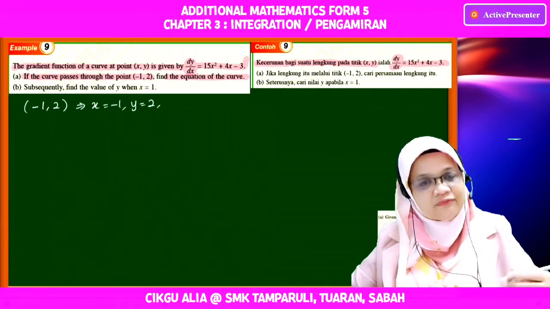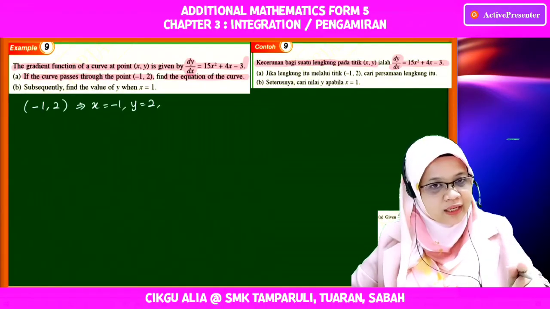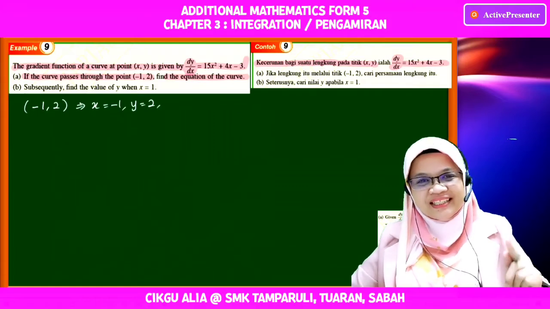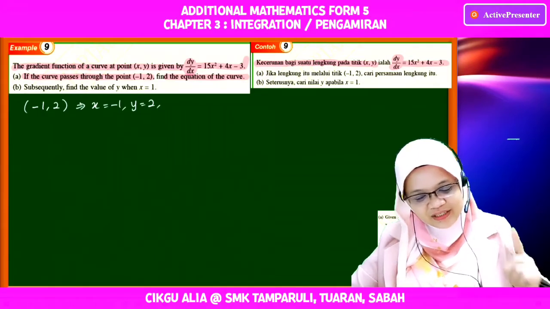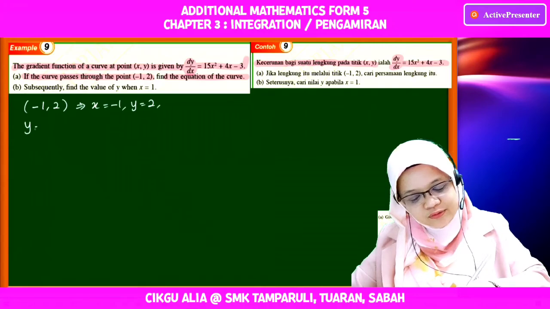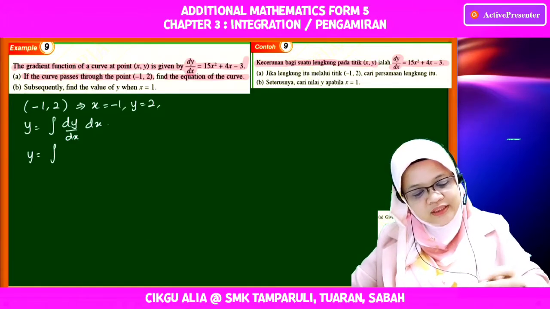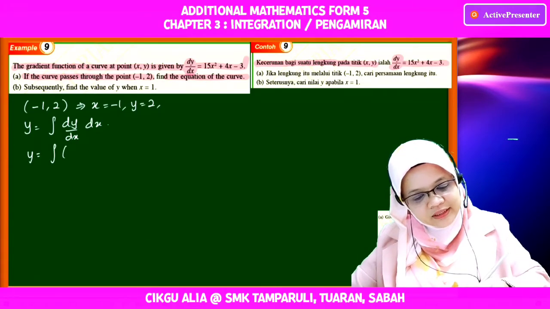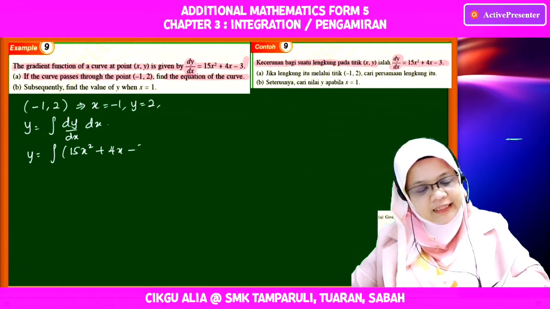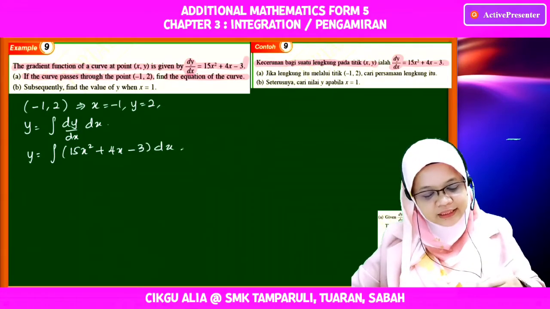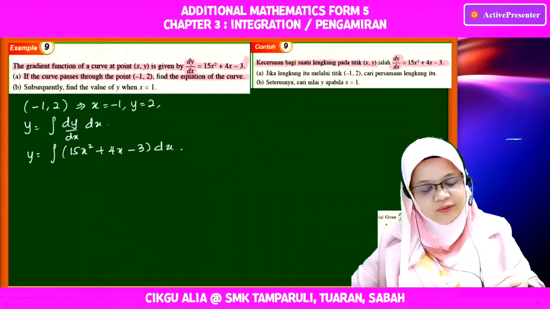What is equation of the curve? So equation of the curve is y. How to get the y? So integrate the dy dx, we can get the y. So y equals to integration of dy dx against x. So y equals to integration, what is the dy dx given? The dy dx given is 15x square plus 4x minus 3 dx. Okay, so ini cara kita nak dapatkan the equation of the curve, iaitu kita integratekan the gradient function.